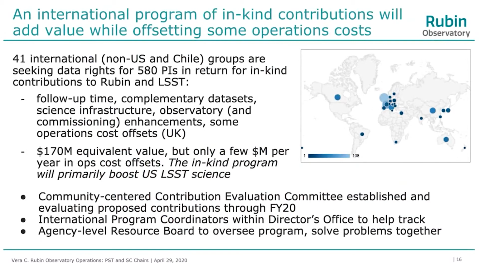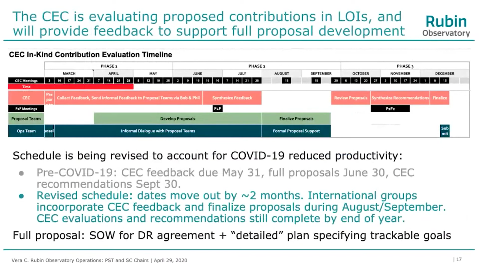Okay, we're currently revising our schedule in the CEC to account for COVID-19 and the reduction in productivity that it has brought us. So here you see pictorially the new schedule that we'll be proposing to the agencies this week. Basically, it has the CEC collecting and synthesizing feedback for Bob and I to transmit by the end of July, so that the international groups can finish their full proposals during August and September. They can then be reviewed formally by the CEC with recommendations sent to the agencies by the end of the year.